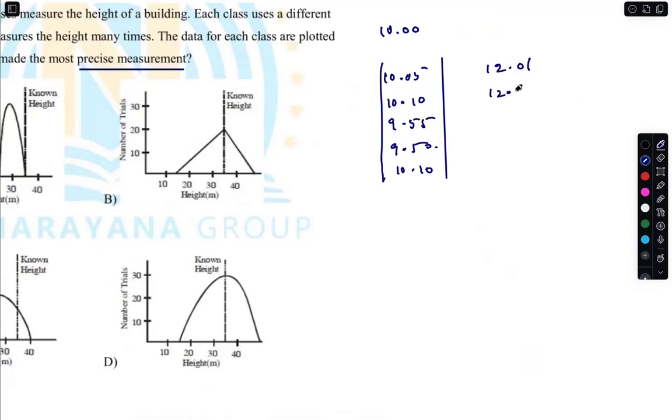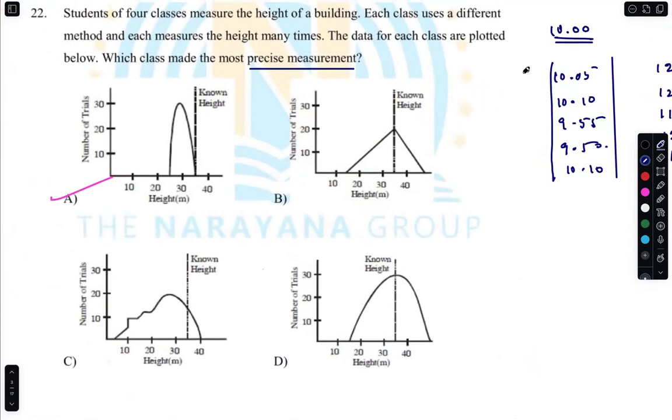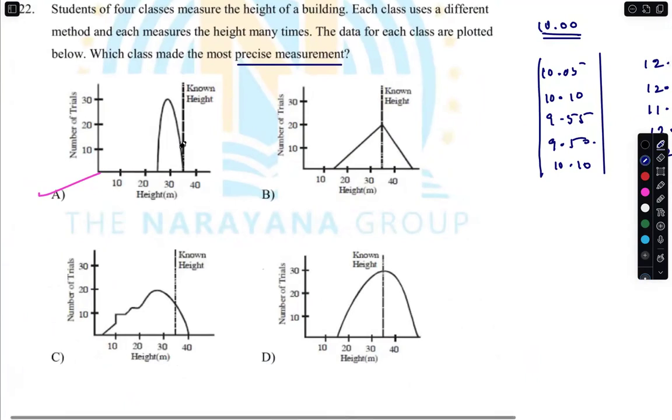12.01, 12.00, 11.59, 12.01, 12.00. You see, all the readings are wrong actually. They are far from the accurate value, but their measurement is close. Such a thing is called precision. So out of the 4 options, see, the height is close to 30 and majority of the students measured the height close to 30. Whether 30 is correct or not, that's a different story.